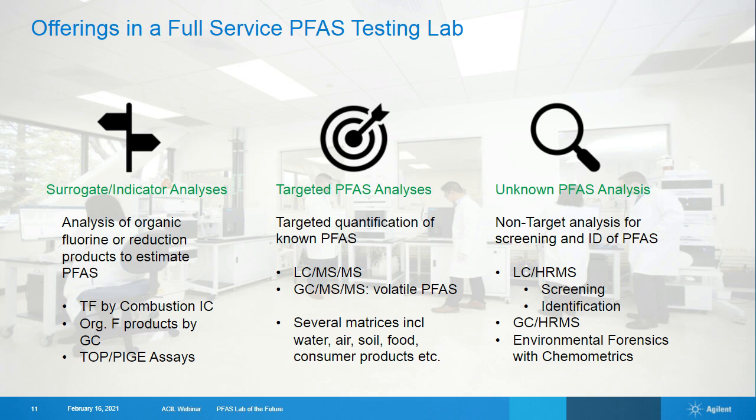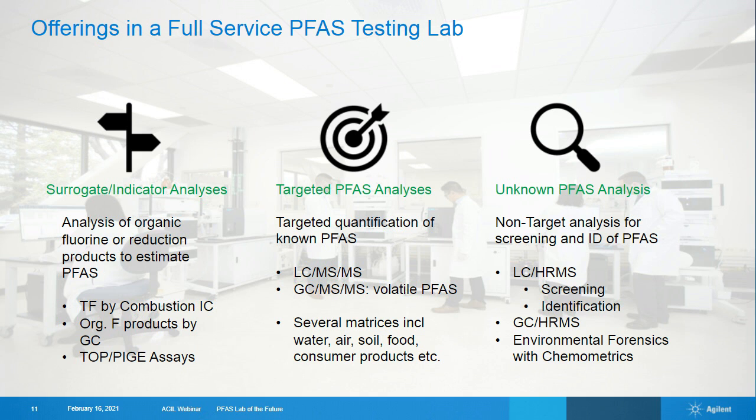And finally, to round off its offerings is the ability to analyze unknown or non-targeted PFAS. So this is typically using high-resolution instruments for screening of PFAS for which we may not have analytical standards, and also potentially to identify new PFAS in the environment for clients that require them. And this can be done with an LC high-resolution mass spec instrument, and also a GC high-resolution mass spec instrument. And I'll highlight why both of them are critical.